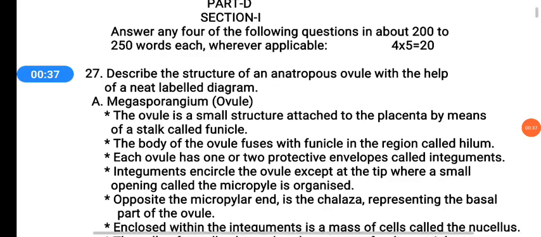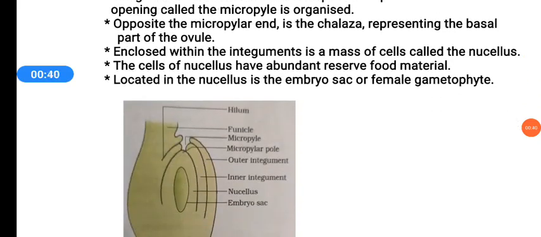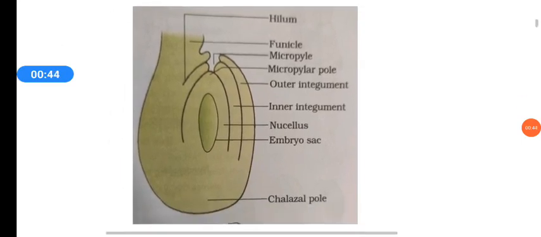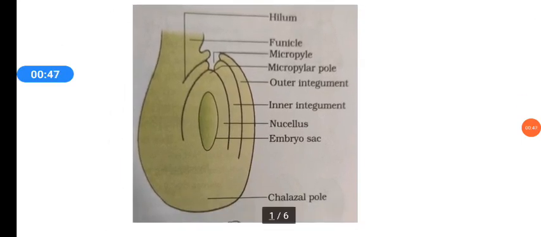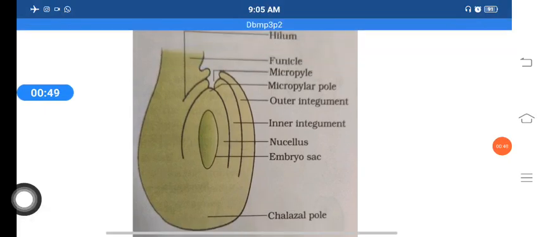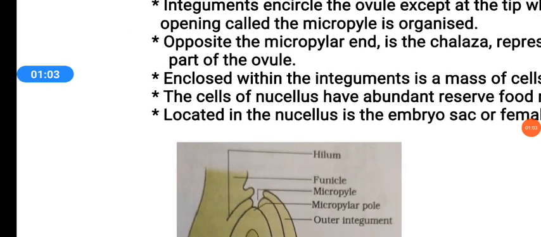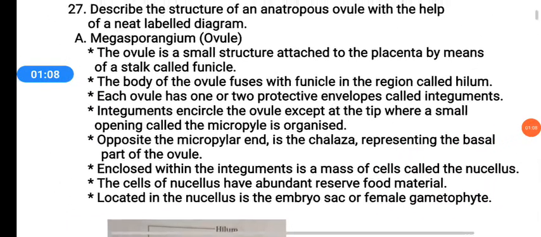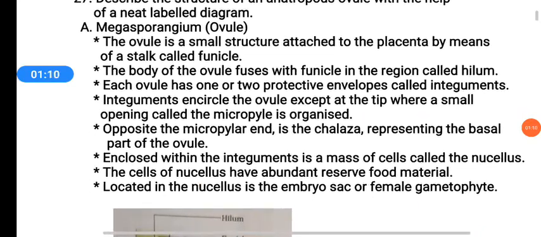Okay, here this is the anatropous ovule diagram. This end is called the chalazal end, and the upper end is called the micropylar end. Here at the center, on the inner side, you are going to see the female gametophyte called the embryo sac. Let us discuss this one. This anatropous ovule is also called a megasporangium.